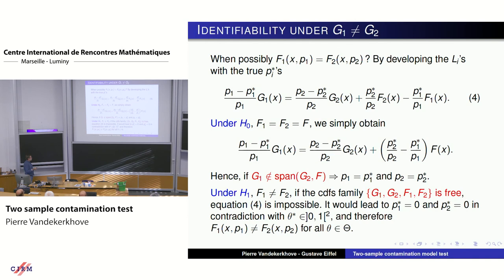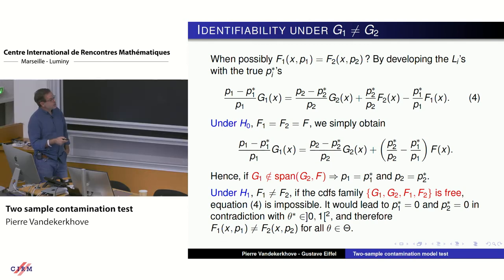Which implies that P1 is equal to P1 star and P2 is equal to P2 star. So the answer comes directly. Under H1, if F1 is different from F2, you now have a family of four components to discuss here. And if this family is free, then it follows that P1 star is equal to 0 and P2 star is equal to 0. But this is impossible because you have a mixture.